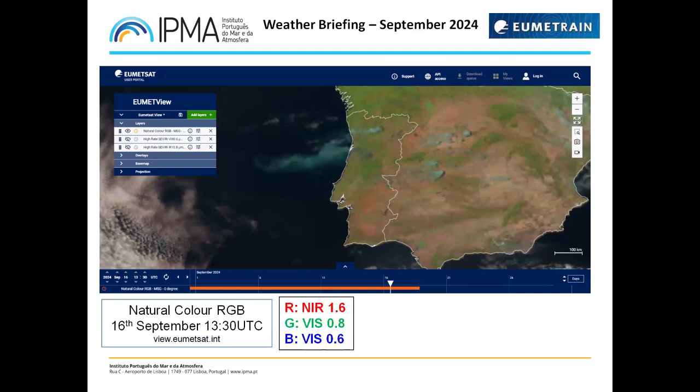So that's why infrared wavelengths are not suitable to detect smoke, and the reason why the smoke was not seen in the infrared channel in the two previous slides.